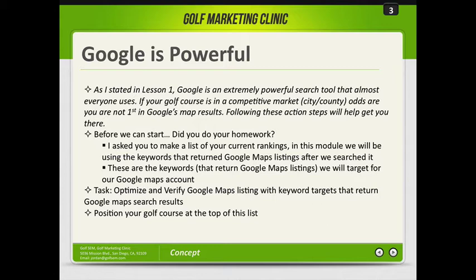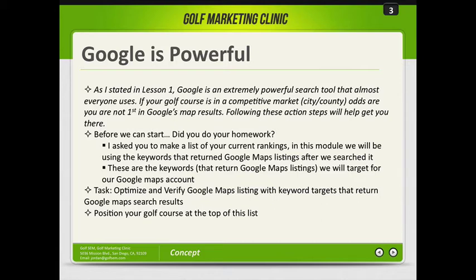I'd asked you to make a list of your current rankings. In this module, we'll be using the keywords that returned Google Maps listings after we searched it. So any of those keywords that returned a Maps listing, those are target keywords for us in this module. We're going to take those keywords, optimize your Google Places account, and try to get your golf course ranked in that coveted A spot. That's the whole goal here.